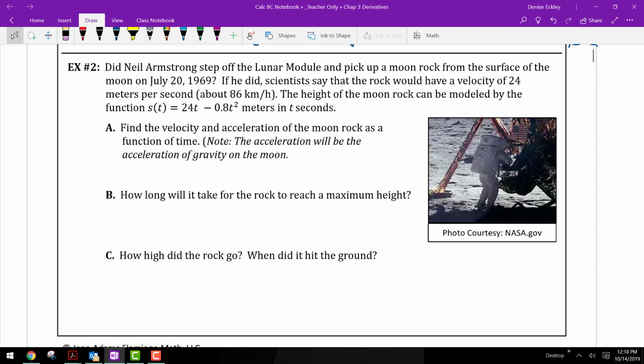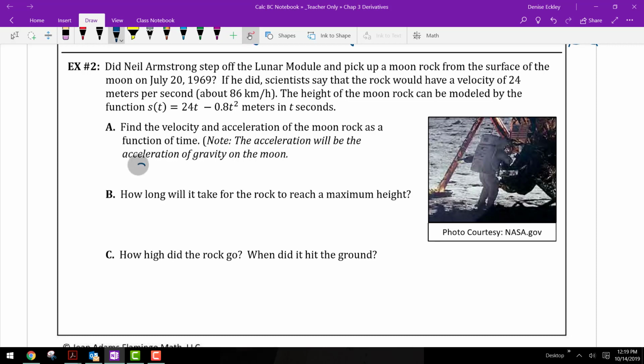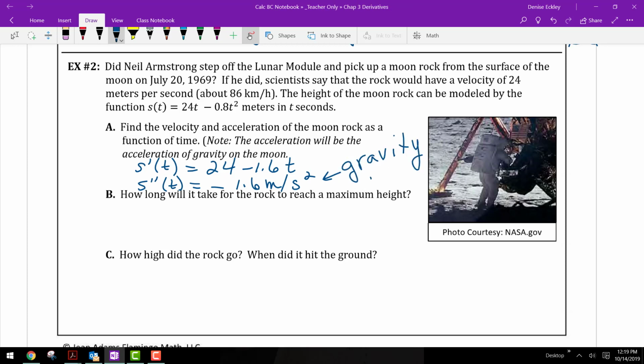So just a little note there, the acceleration will be the acceleration of gravity on the moon. And again, it's going to be different than it is on the Earth. So we're going to find the first derivative, s prime of t, is going to be 24 minus 1.6t. And then s double prime of t, which will be our acceleration, is going to be negative 1.6 meters per second squared. And that's the gravity constant for the moon.